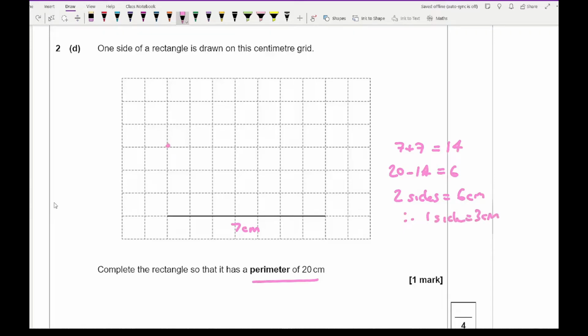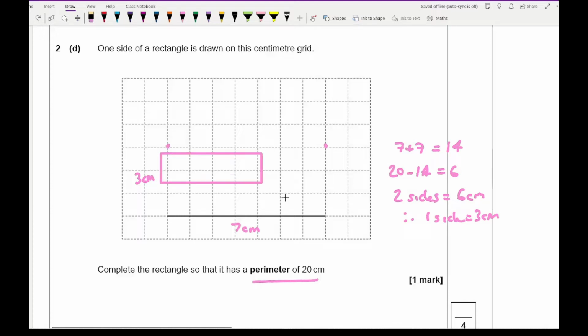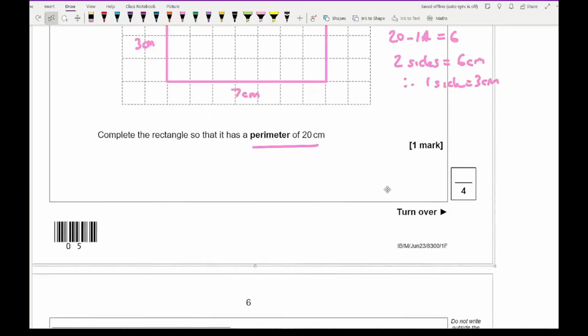So if we draw a height of 3 centimetres, then all I need to do with a ruler is complete the rectangle. So here, if I make sure that I'm doing it as accurately as possible, we should end up with something that resembles something that looks like that.